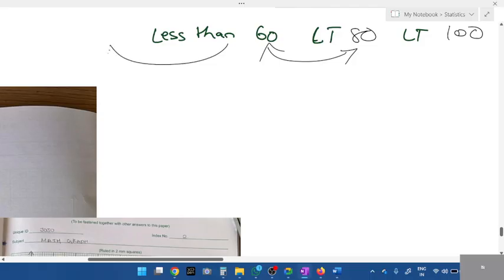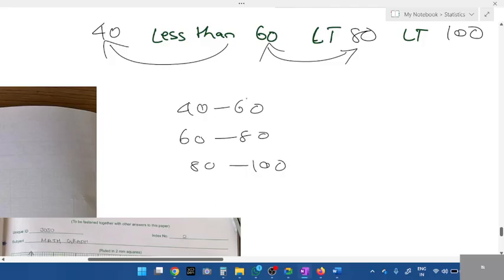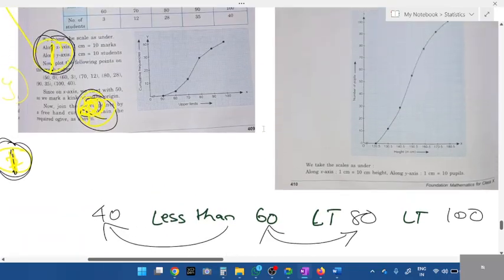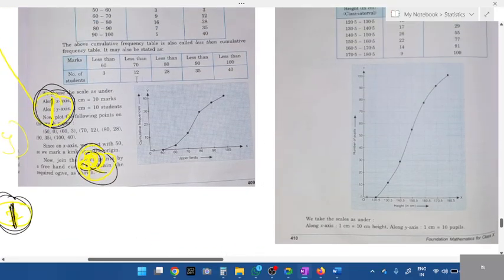Before 60, what number do you have to take? 50 or 40? 40. Very good. 40 to 60, 60 to 80, 80 to 100. For the Ogive graph, we need all the upper limits: 60, 80, 100. And the values are already in cumulative frequency: 3, 12, 28. Look at the way they have marked.